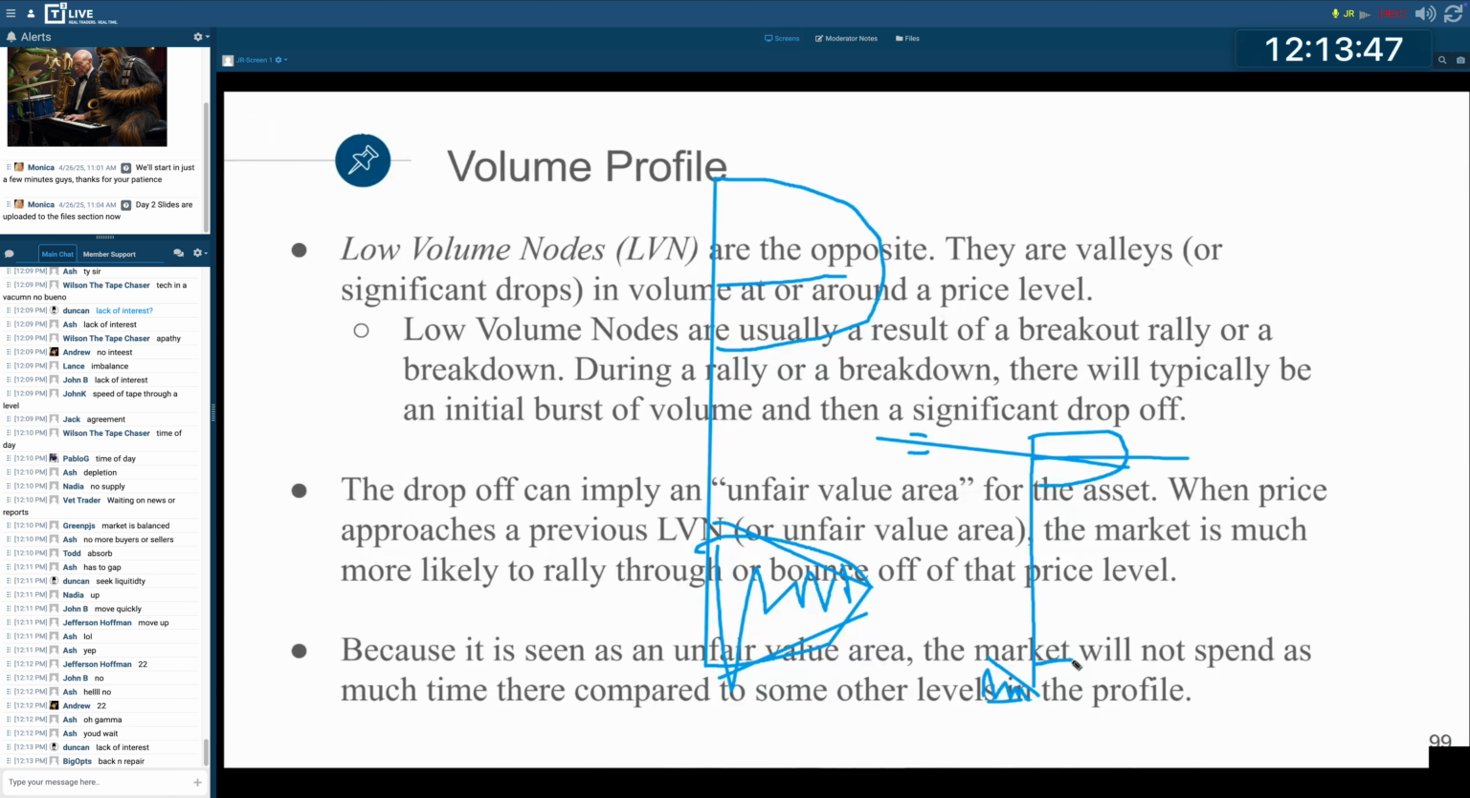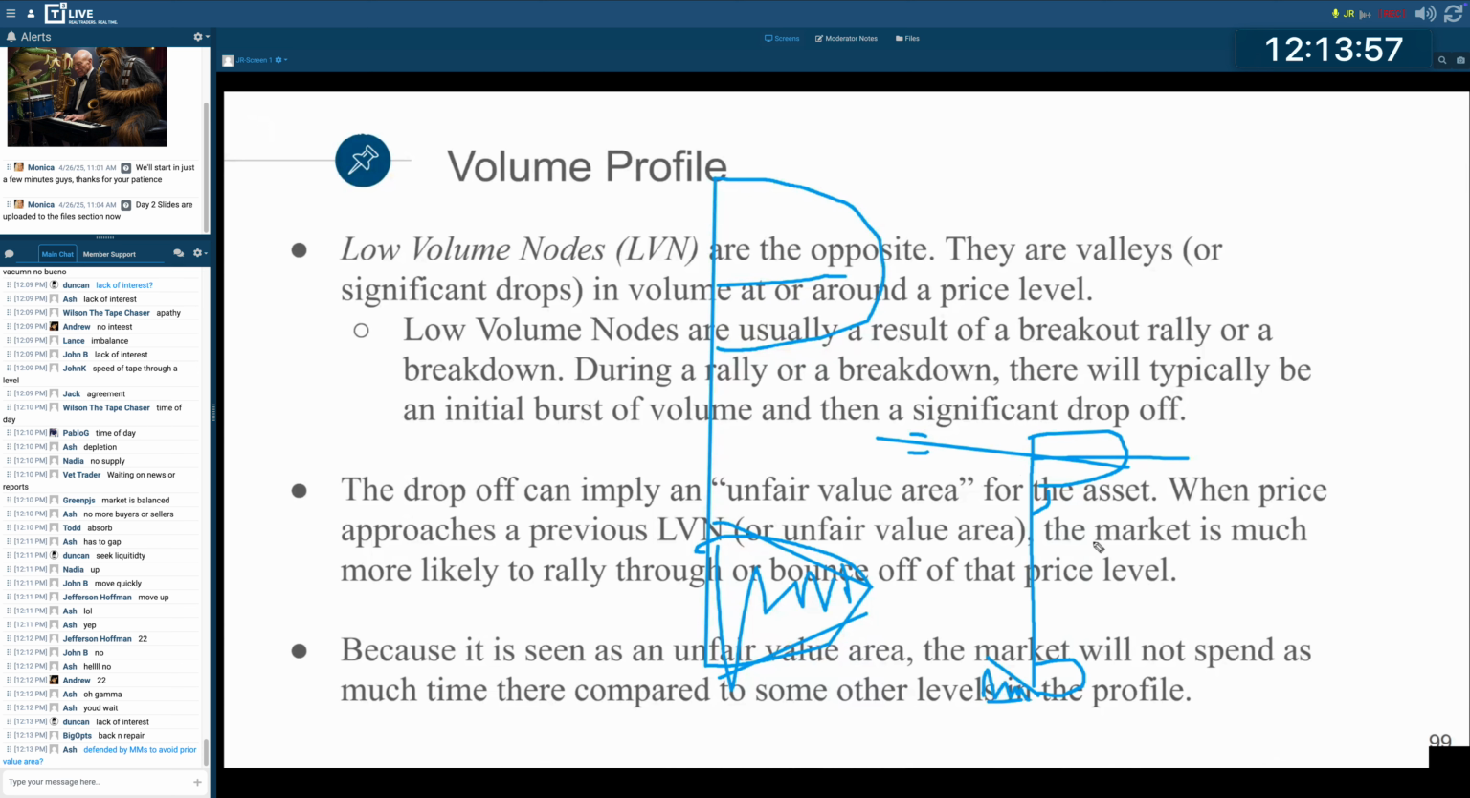Okay, so we go from a lowercase b-shaped profile to an uppercase B-shaped profile, okay? Why would a volume gap beneath it act as an area of support? Lack of interest. That's correct, Duncan.